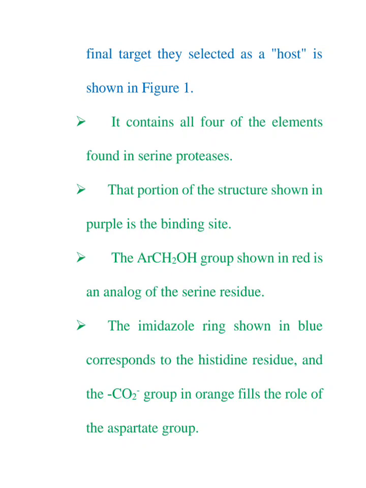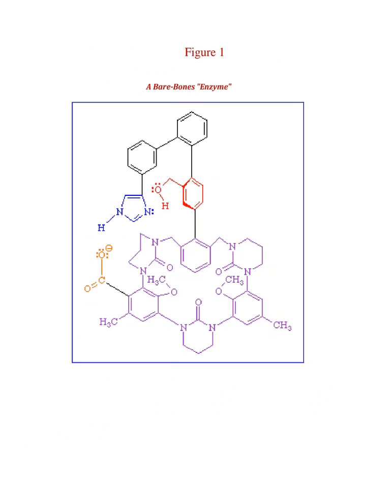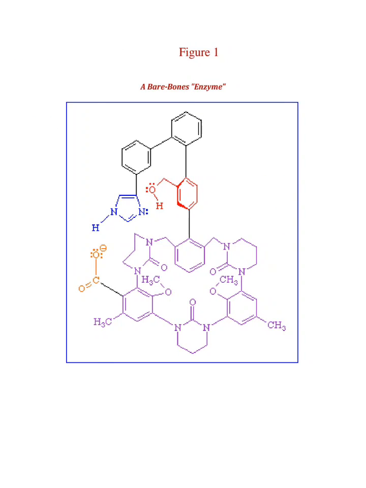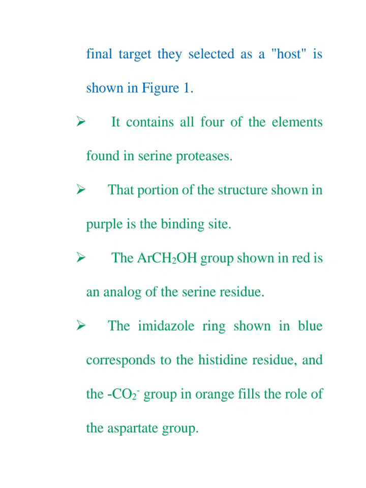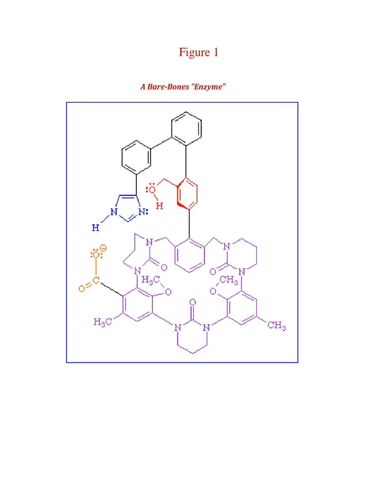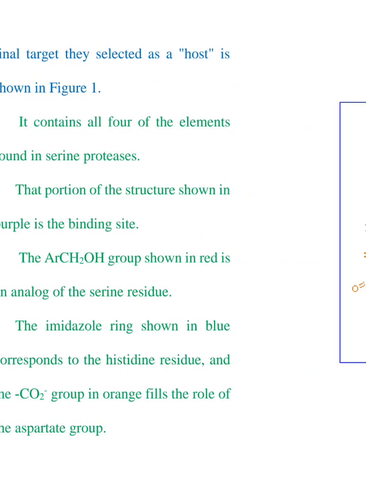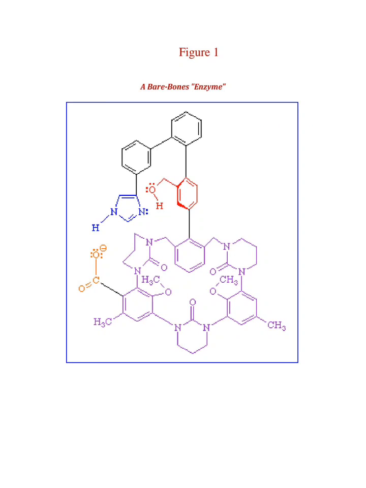The imidazole ring shown in blue corresponds to the histidine residue. And the CO2 group in orange fills the role of the aspartate group. This is figure 1.